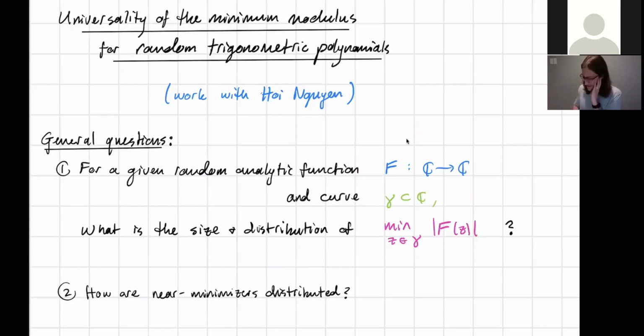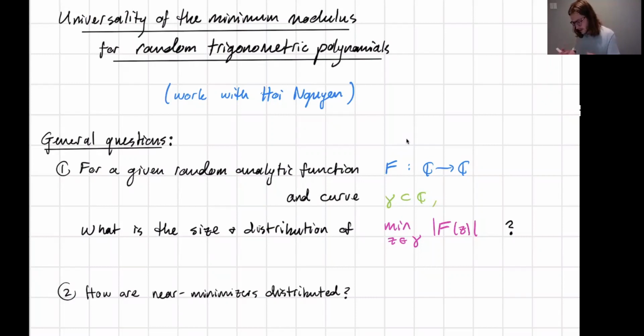There we go. Okay, so a very general question is, so we want to think about a model of a complicated random analytic function and a curve, and we want to understand how small the function can get on this curve. There's been a lot of work on the distributions of zeros of random analytic functions.